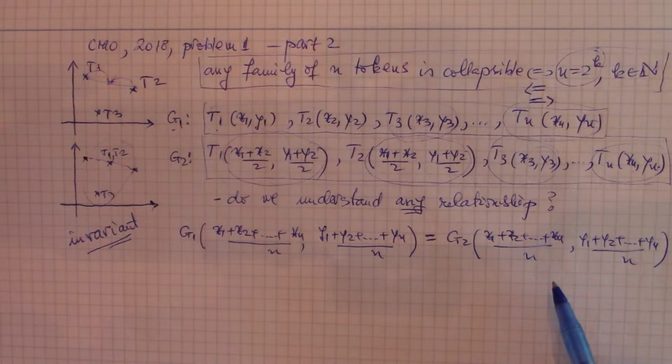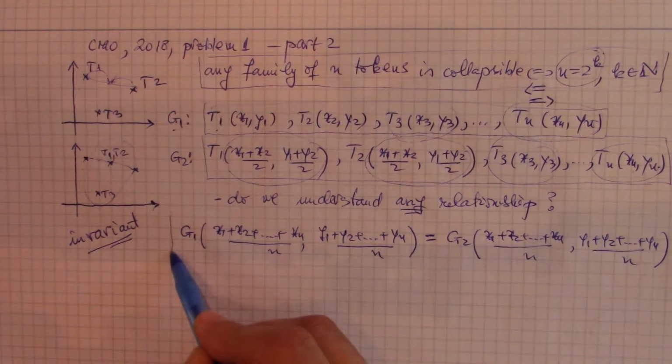Well, now I believe this is power in our hands. Because if the set of tokens is collapsible, we know where it will collapse, and it will collapse right here.